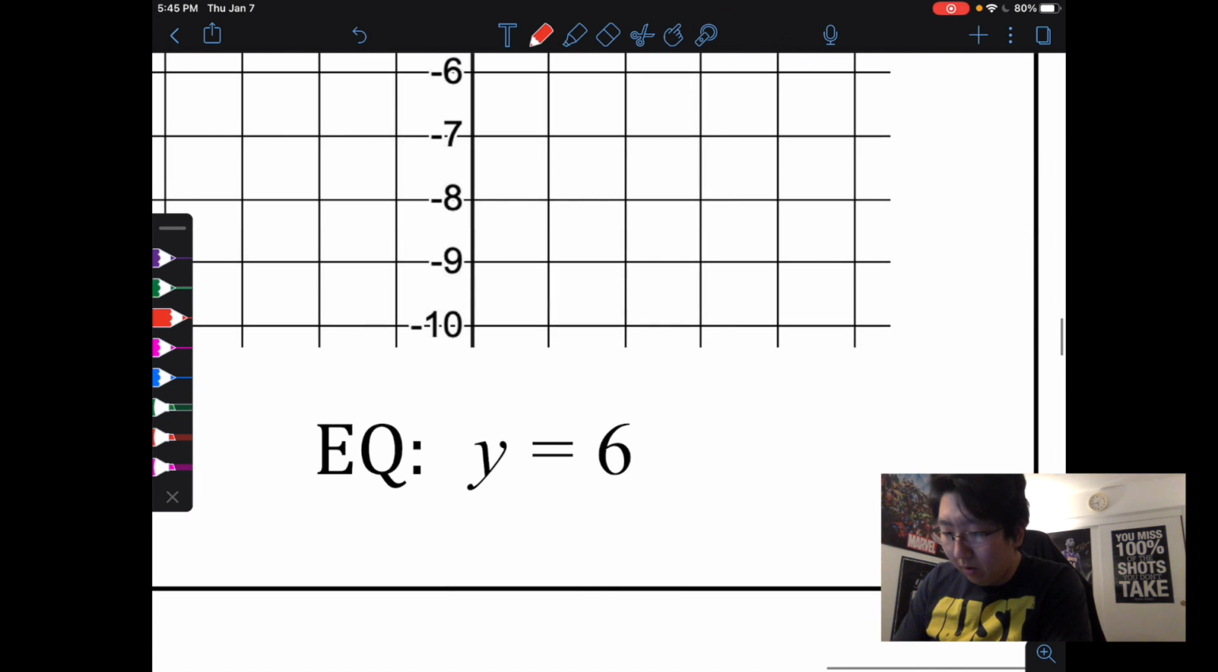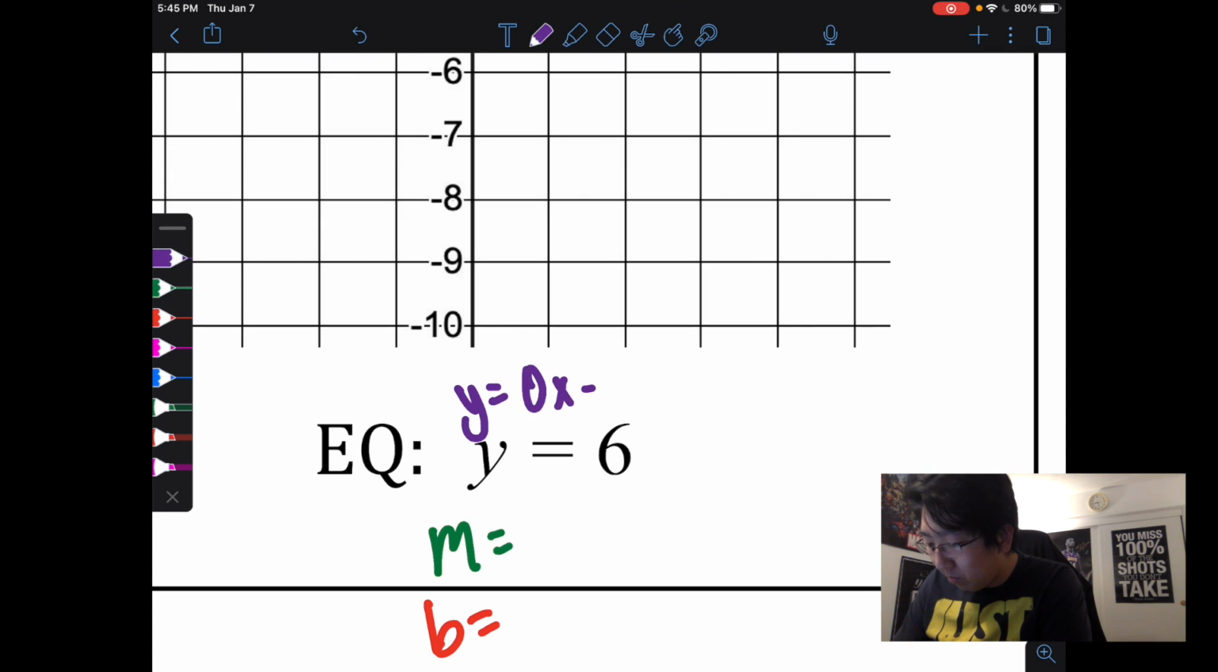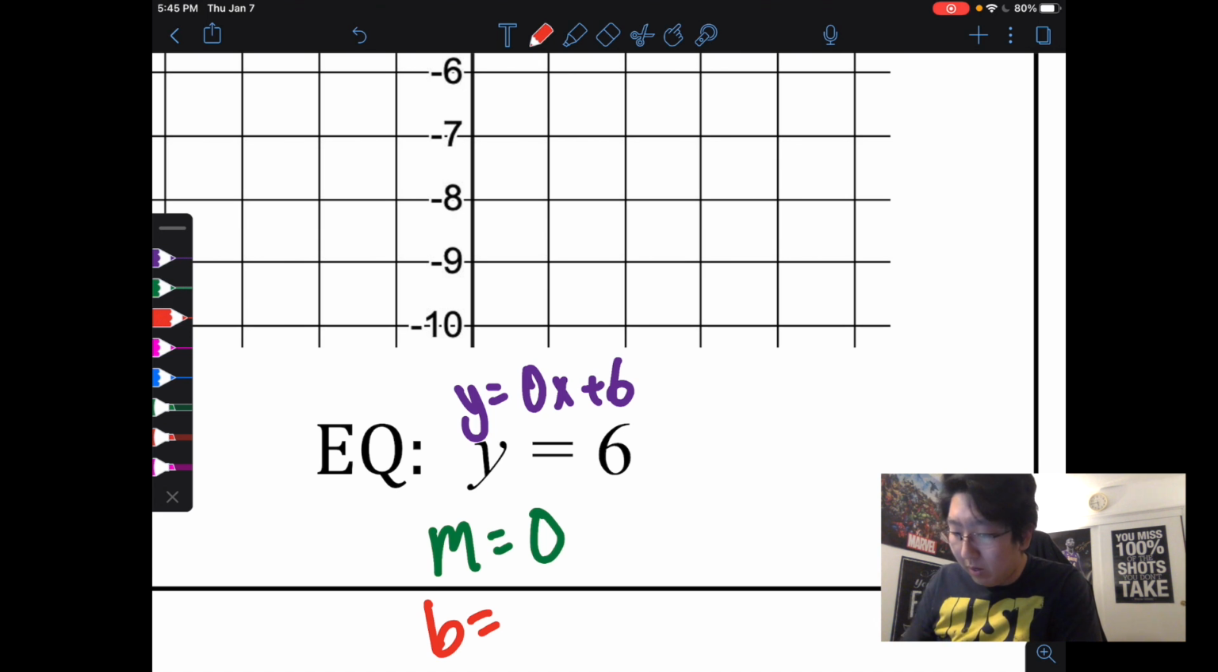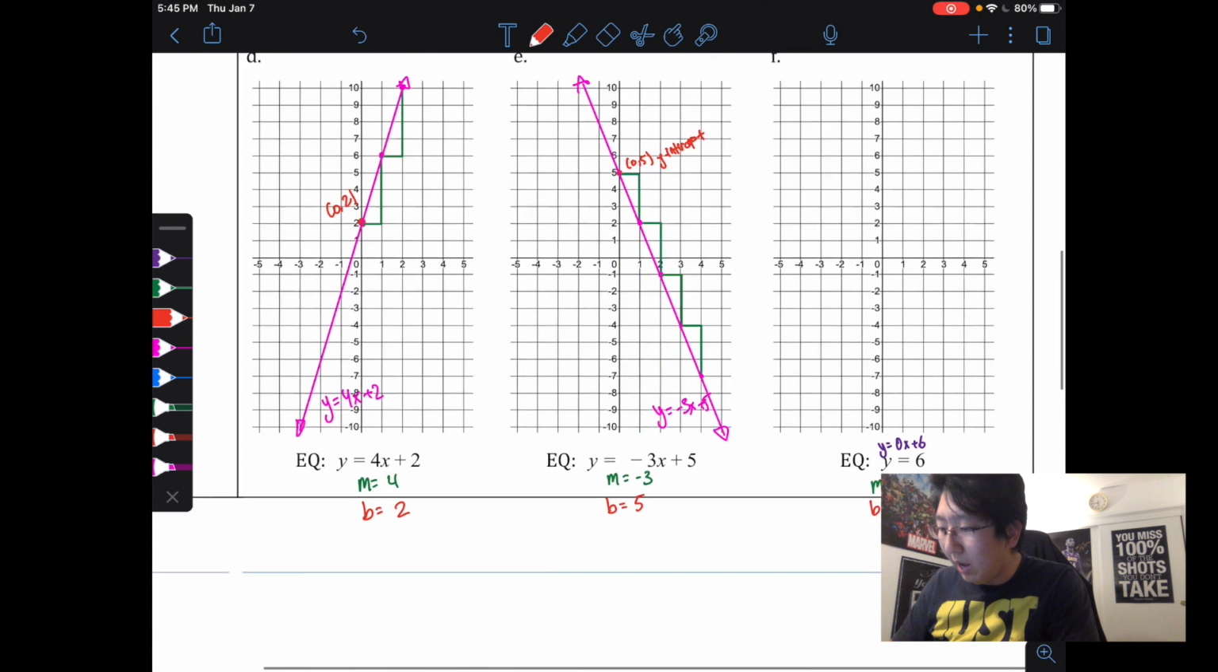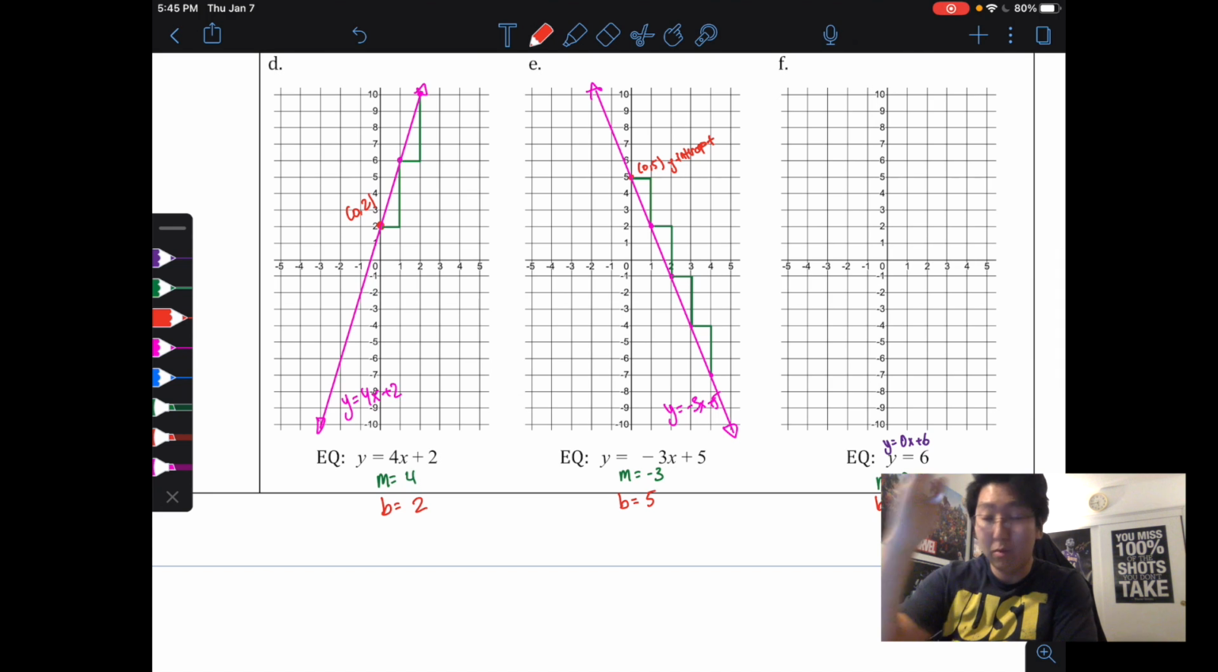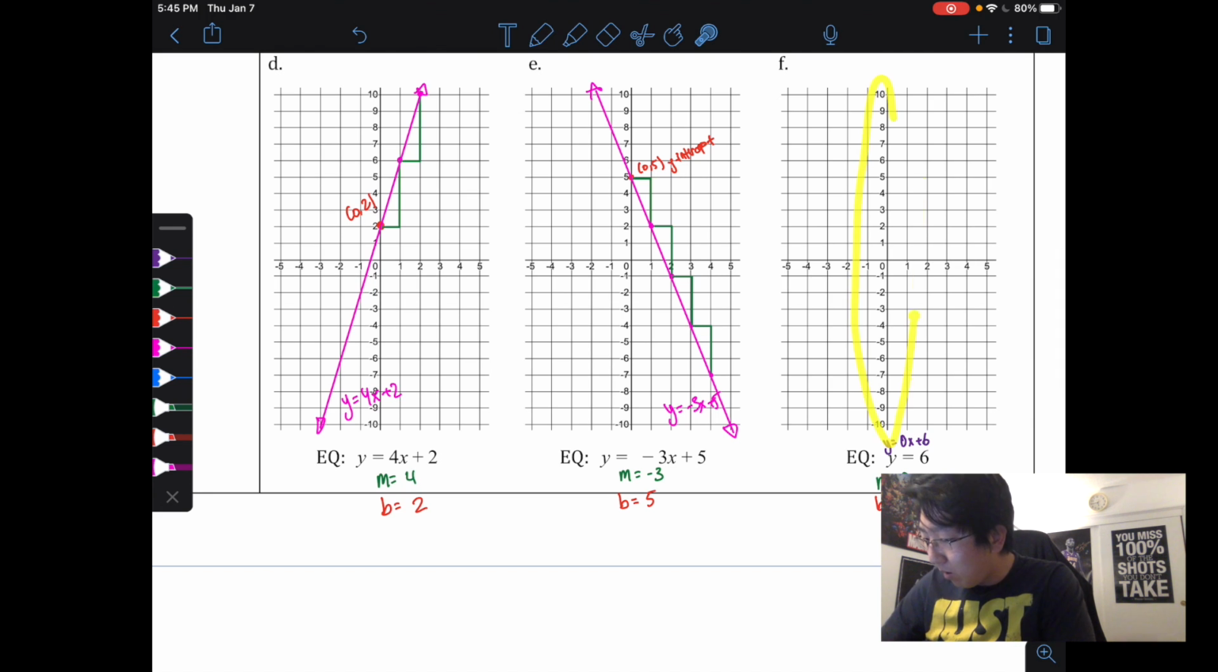This one. What's my m? What's my b? Well, look. This one is y equals 0x plus 6. This right here is invisible. So we just get y equals 6. So it's not going to change. It's not going to grow. So this is interesting. M is going to be 0. B is going to be 6. And we'll go on the y-axis, right? I always start my line on the y-axis because my y-intercept is 0, 6.